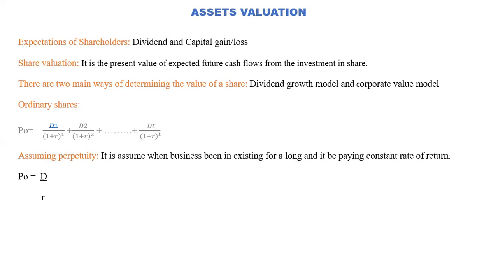Then we have ordinary shares. How to determine the value of ordinary shares: you use a discounting factor. Discounting the dividend, that is the future cash flow, to the present value. That's how we determine the present value of ordinary shares. Then when we assume perpetuity, where we believe that the same amount will be paid over an unforeseeable future. There are instances businesses have been paying the dividend consistently, at the same rate or the same amount. Then we can assume perpetuity for that firm. And whenever we assume perpetuity, we divide the dividend by the rate.